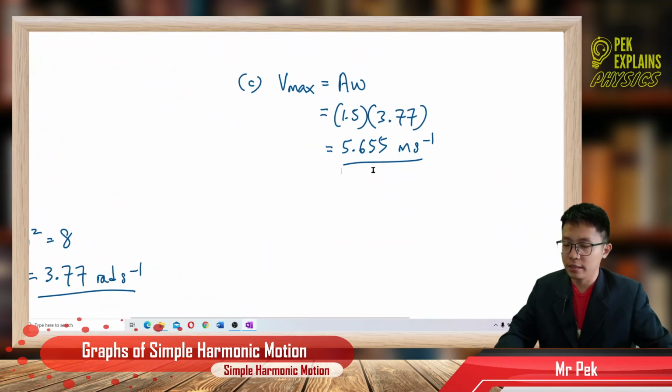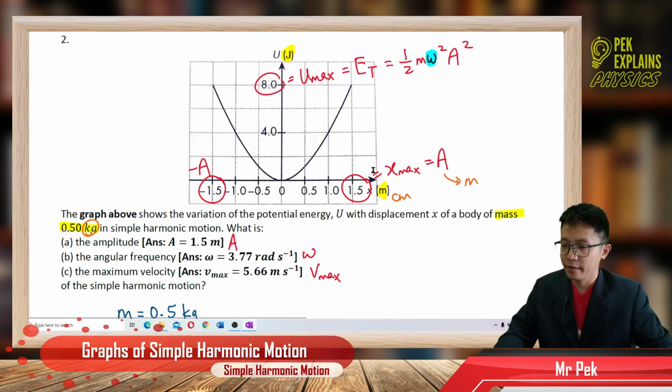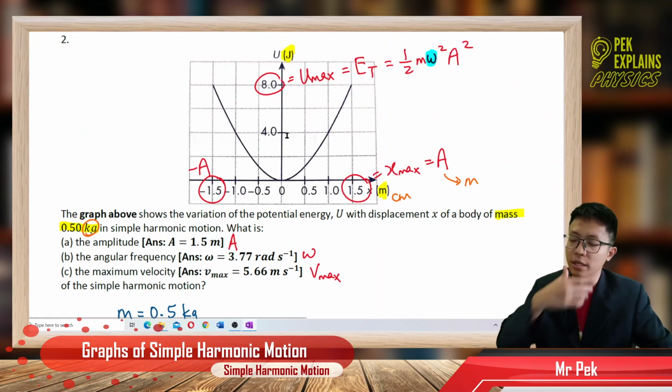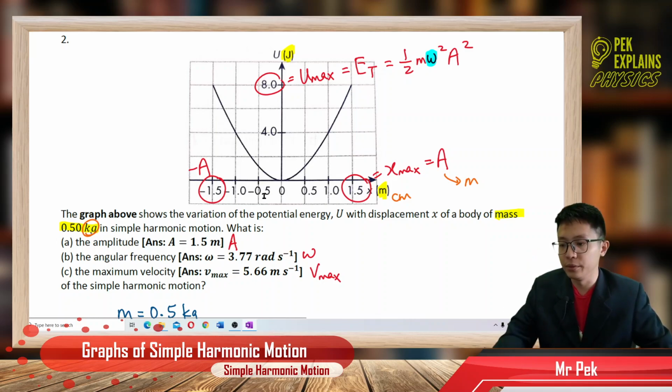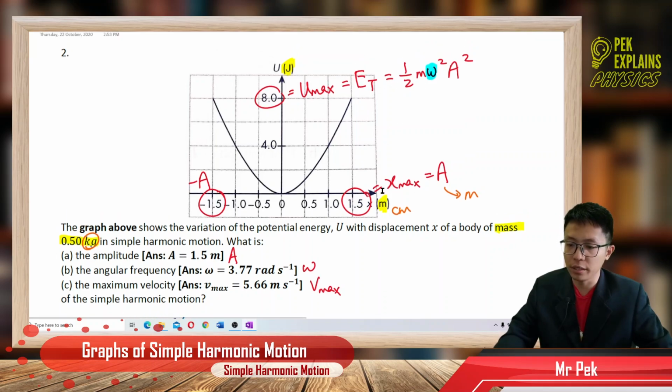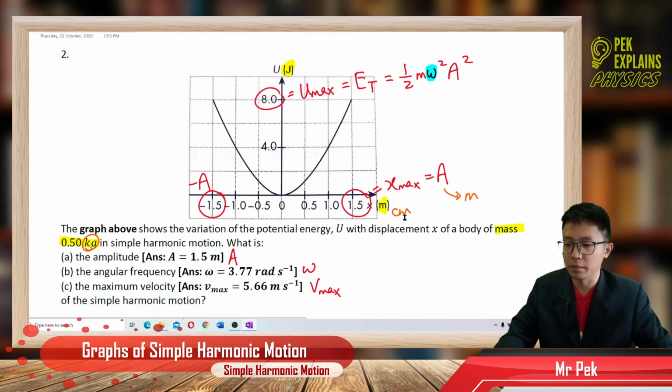Okay, so that's how we do it. Very easy. What is important here is you just check the maximum value. This is the amplitude, and the maximum is the total energy, which is half m omega square A square. From there you can find anything you want, like the omega. And also be careful with the unit. Meter sometimes can be cm, can be mm, joule.